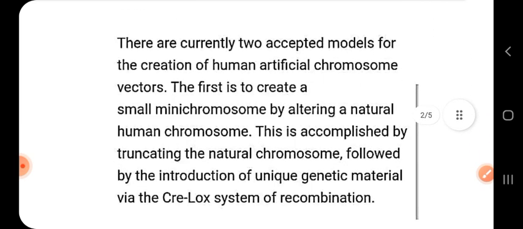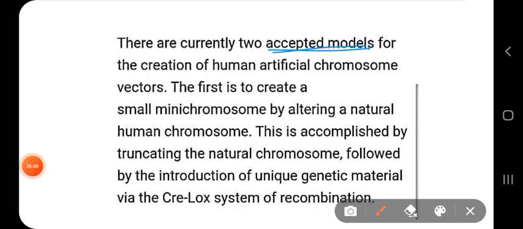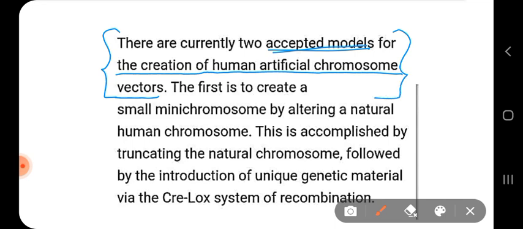Now, to prepare human artificial chromosomes, there are two models. There are two accepted models which can be used for creation of a human artificial chromosome as a vector. Now, how do we normally prepare these human artificial chromosomes?